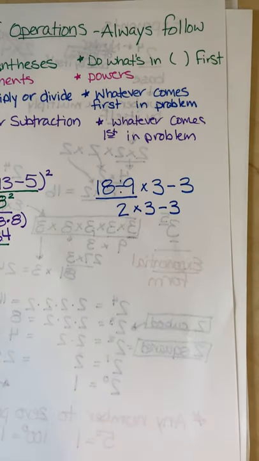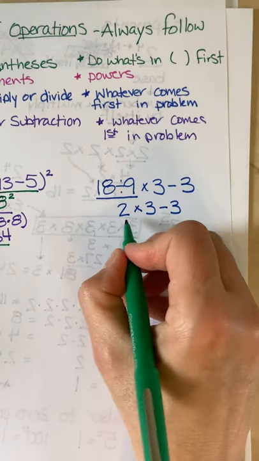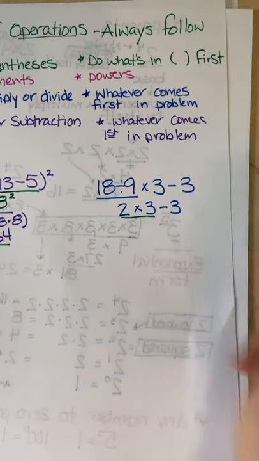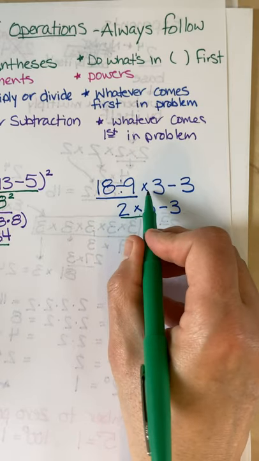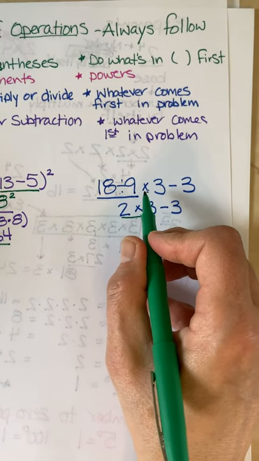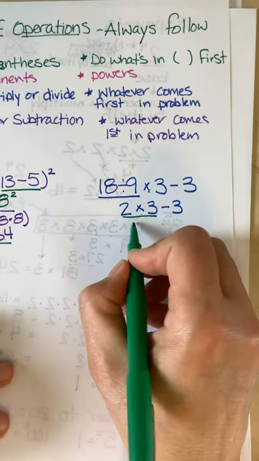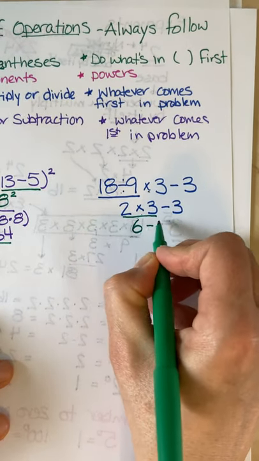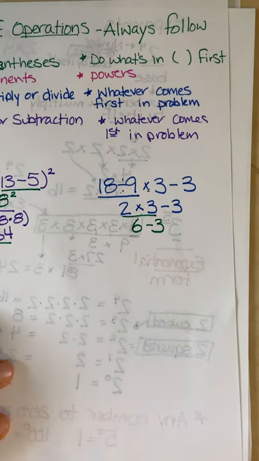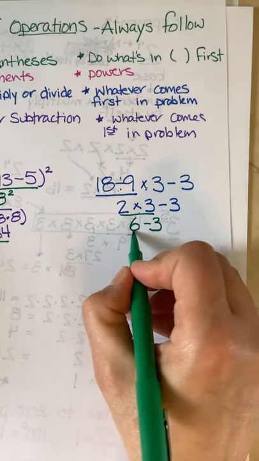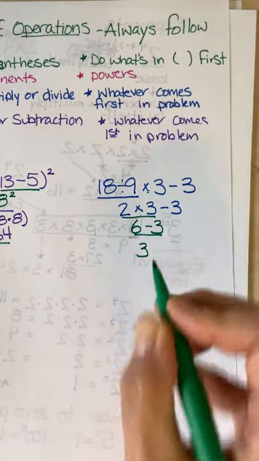You do want to go one step at a time. I still do it this way. I don't try to do it in my head. 2 times 3. Now I'm going to do multiplication. I had both division and multiplication in that problem, so I'm still on my step 3. I have to do all my multiplication and division. So this would be 6 minus 3, and then my last step would be 6 minus 3 is 3.